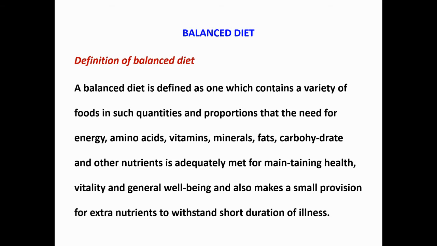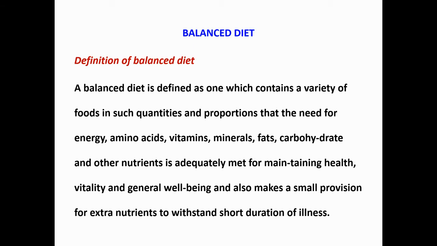So what is a balanced diet? We use a variety of foods to eat, but we are not taking them in the proper proportion. So if you are taking any food, you should take everything in a balanced way. Everything should be there, which includes carbohydrates, proteins, lipids, and minerals, and everything should be in the correct proportion, and only then is it known as a balanced diet.